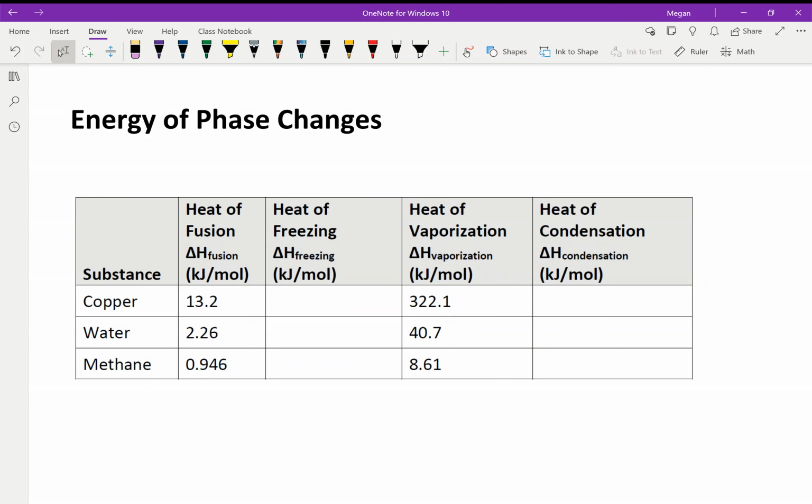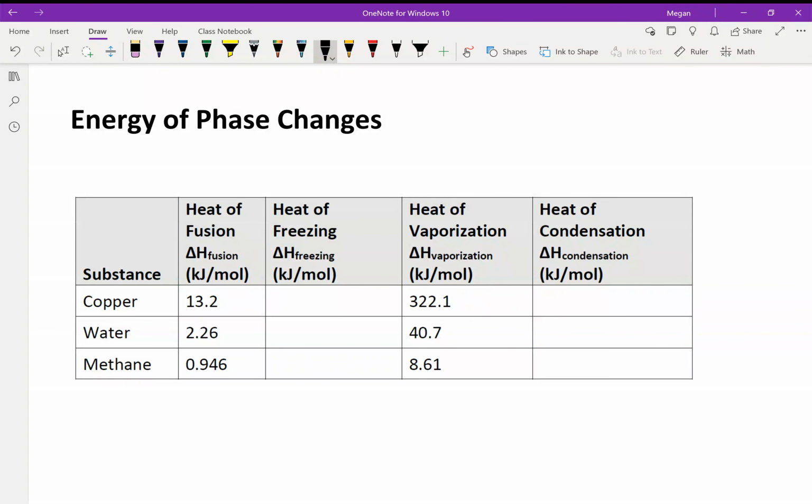So vaporization and other phase changes such as melting and condensation, there's an exchange of or change in energy. This amount of energy can either be classified as endothermic or exothermic. So in this data table, you have three substances listed. You have copper, water, and methane, and their respective amount of energy required to undergo that phase change.